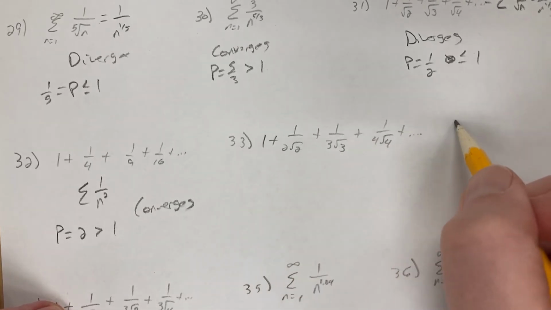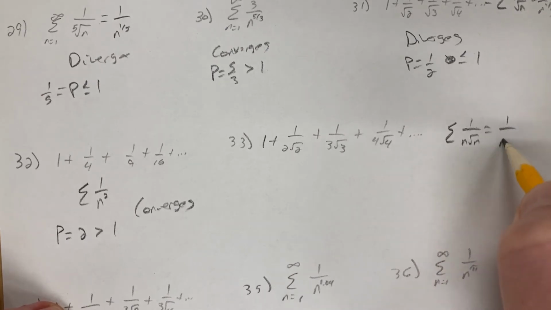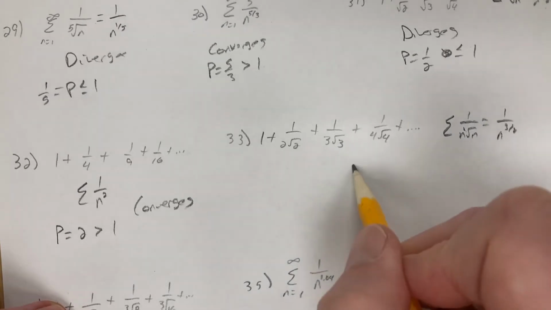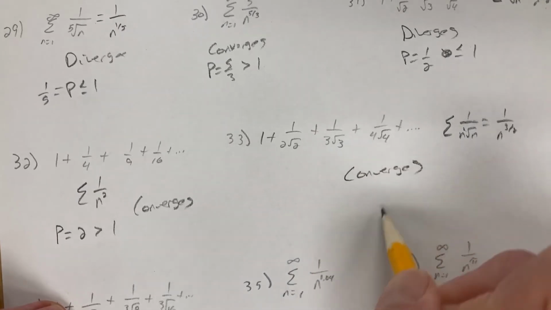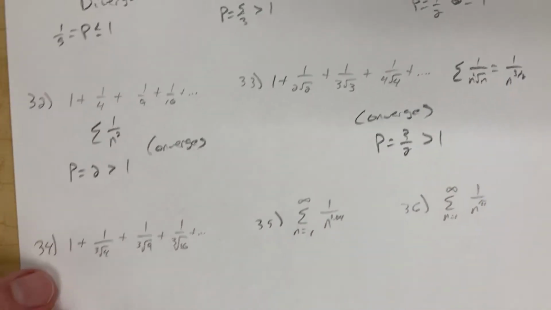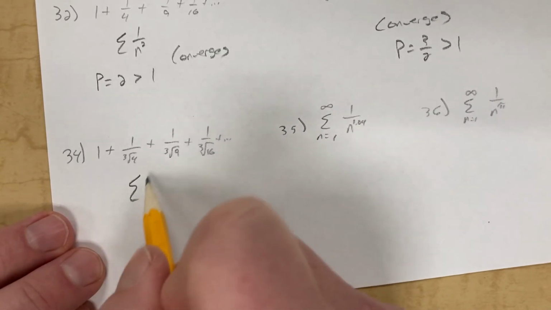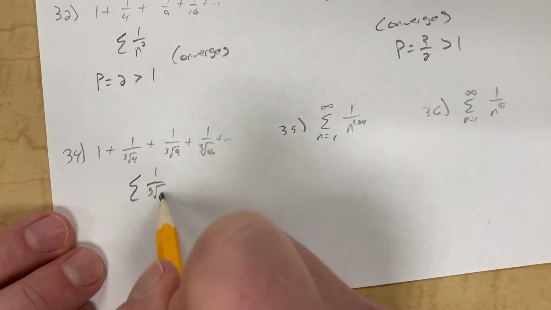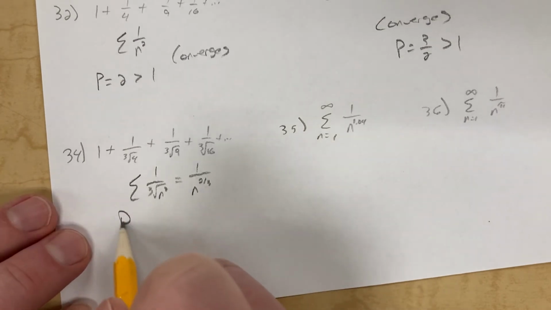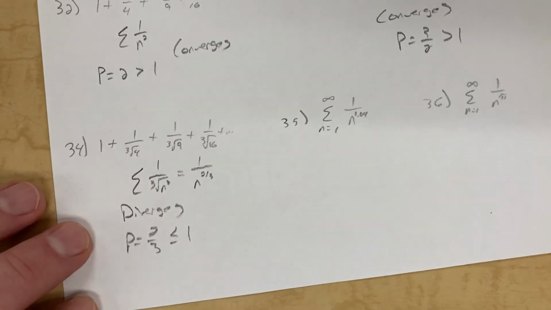For 33, this one's a little sneaky. This is 1 over n times square root of n, which is 1 over n to the 3/2. N to the first, n to the 1/2, put it together, you get 3/2. So this converges. P equals 3/2, which is greater than 1. For 34, if you look at this one, this is 1 over the cube root of n squared. So this is 1 over n to the 2/3. So this diverges. P is 2/3, which is less than or equal to 1.